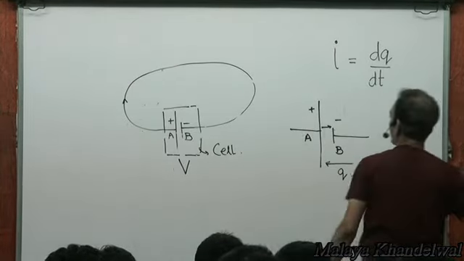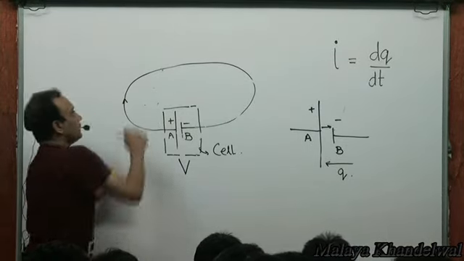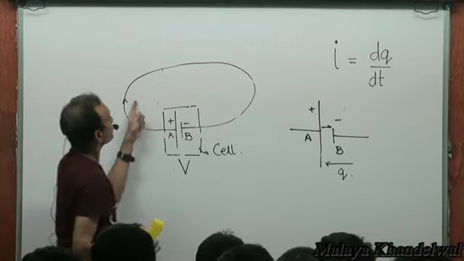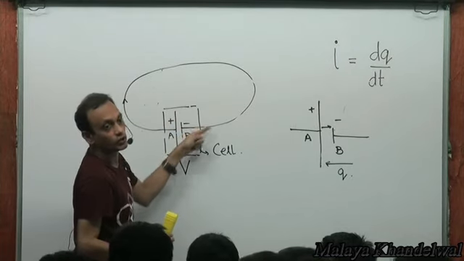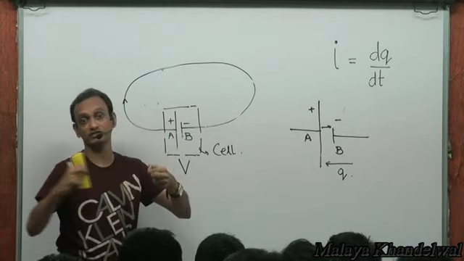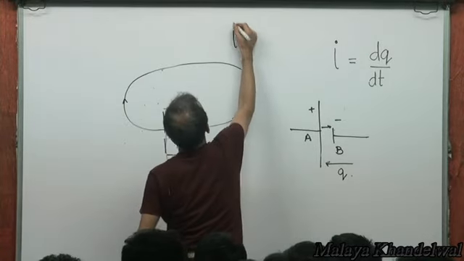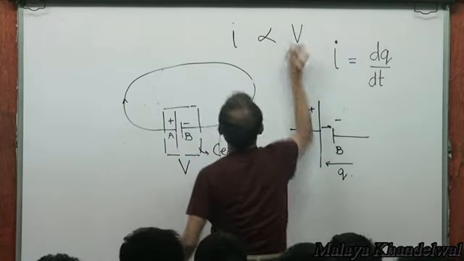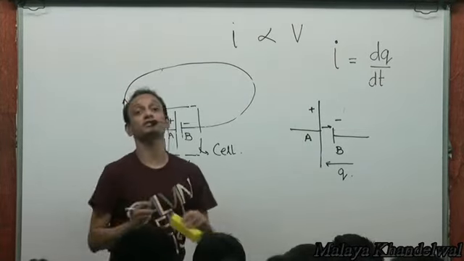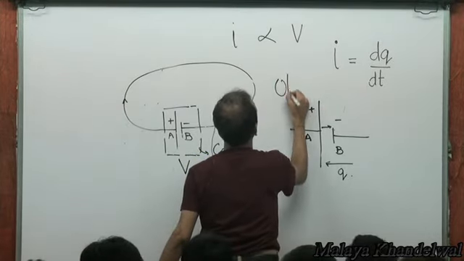Now, if this is a conductor in which the current flowing through it is proportional to the potential difference applied across its ends, where V is the potential difference applied across the ends of this conductor, then if I is found to be proportional to V, that means if you double the V, the I gets doubled for this conductor, then this conductor is referred to as an ohmic conductor.